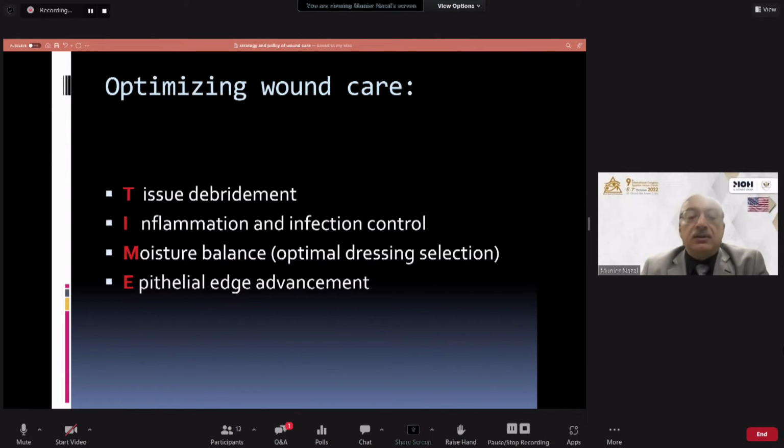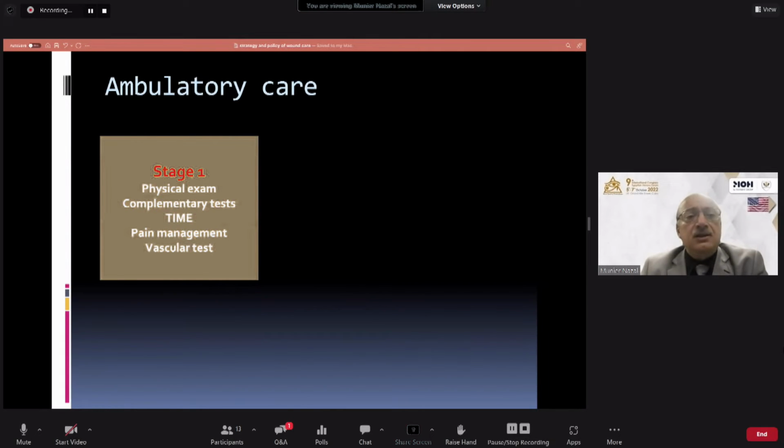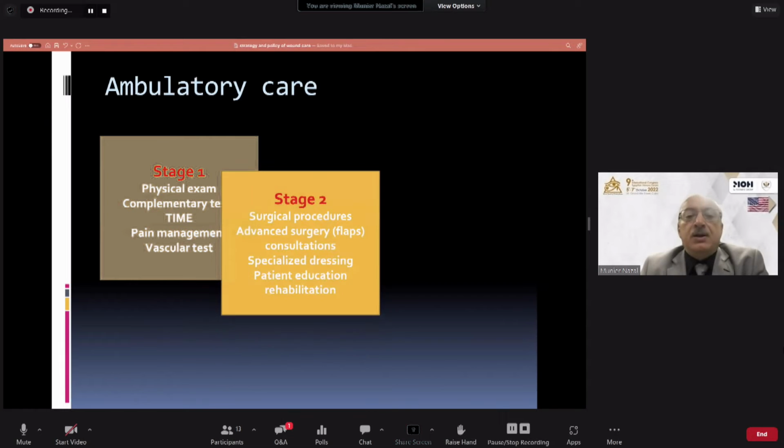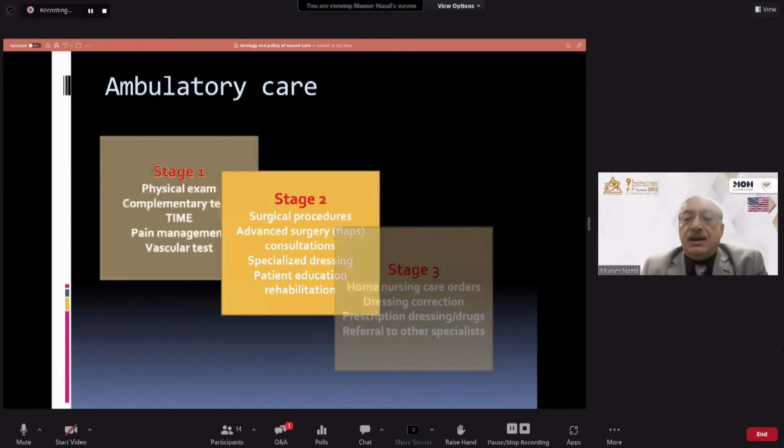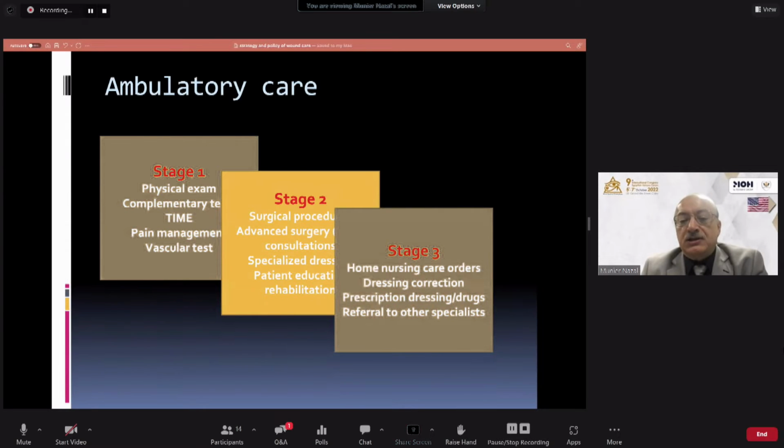So this is what we call the TIME acronym. There are so many acronyms. Follow any acronym you want, but at the end, they are all almost the same. And there are different stages for ambulatory care, from physical exam to surgical procedures, minor and larger. And the last one is to make sure the patient is well served at home, or in the nursing home, or in the senior citizen home, wherever the patient is going.